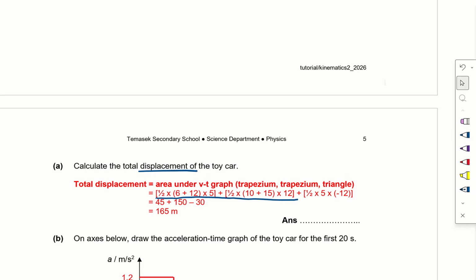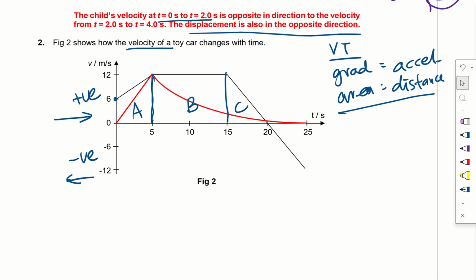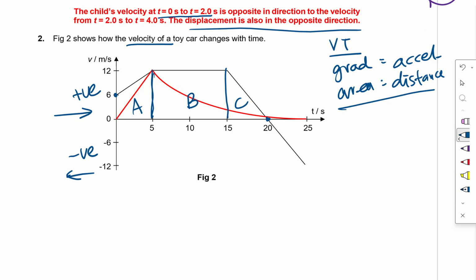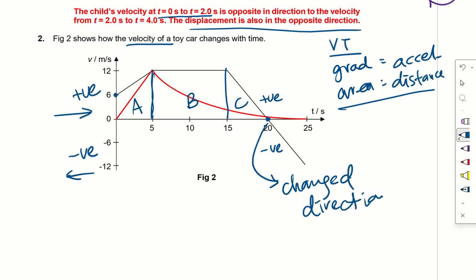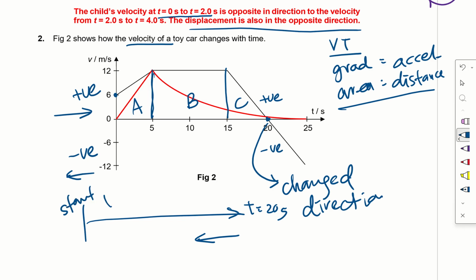Okay, now at this juncture, at time equals to 20, the velocity actually went from positive to become negative. That means it has changed direction. Okay, so maybe it goes to the right, then at t equals to 20 seconds, it moved back. And if this is the start point, and if I want to find the displacement, it will be this amount.